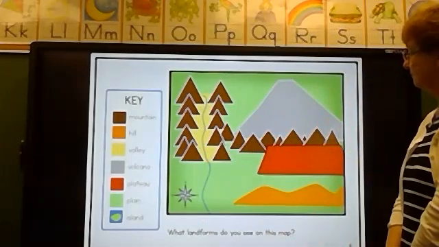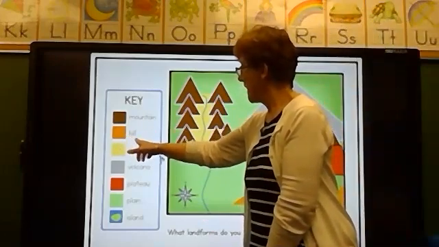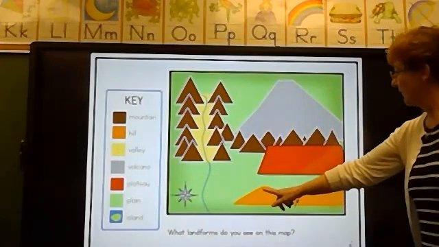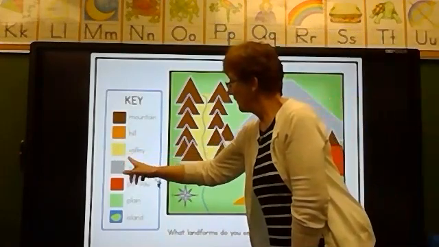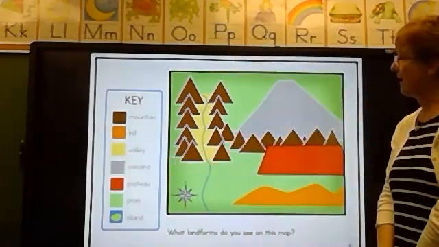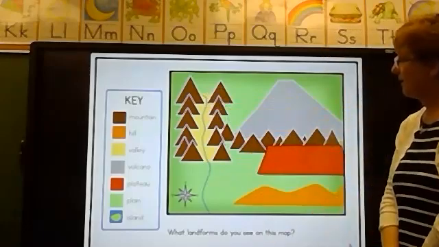Now, the next symbol, orange, hill. Where would I find the hill on the map? That's right, it's right here. Okay. My next symbol is a yellow square, and it tells me that's where I'll find a valley on this map. And here is our valley, right in here.